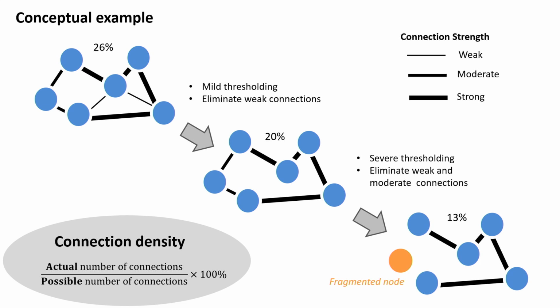So in the first step, we can remove the moderate connections, and that gets us to a connection density of 20%. Then we can go one step further and remove not only the moderate connections, but also the weak connections, and we end up with a connection density of 13%, as shown on the bottom. And what you'll notice at the bottom, one of the nodes becomes fragmented from the network, right? That orange node at the bottom is disconnected.